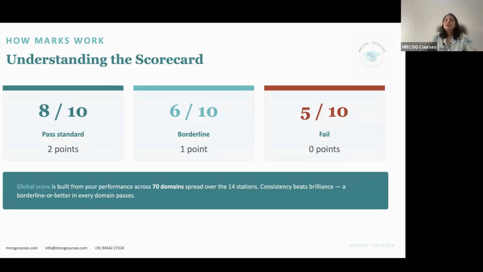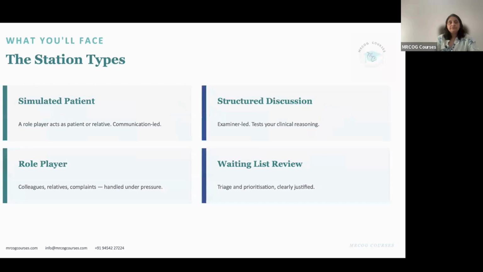So this is a very, very important thing to understand. Definitely you need some pass stations, of course: out of 14, 7 or 8 pass stations, then 3 or 4 you can take as borderline, and the remaining 2 or 3 can be fail. That can still make you pass.